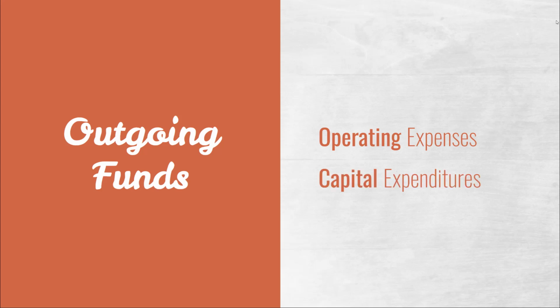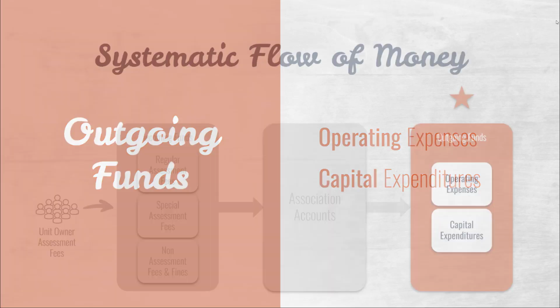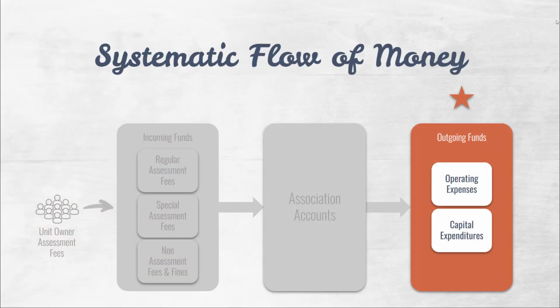Let's look at where outgoing funds fit into the overall financial flow. As we can see, outgoing funds are the last step of the overall flow, where the money is used to pay for everything that keeps our community running and in good shape. Before we look at examples, let's first define these terms.